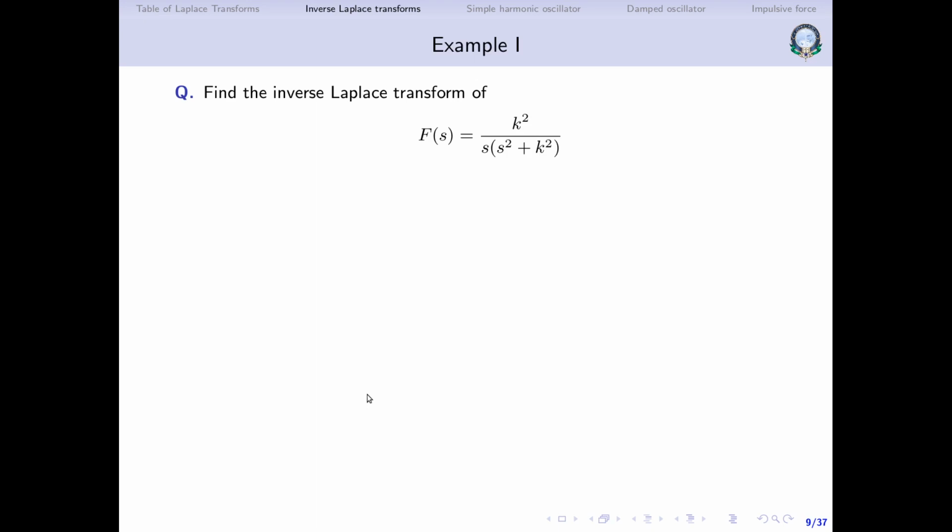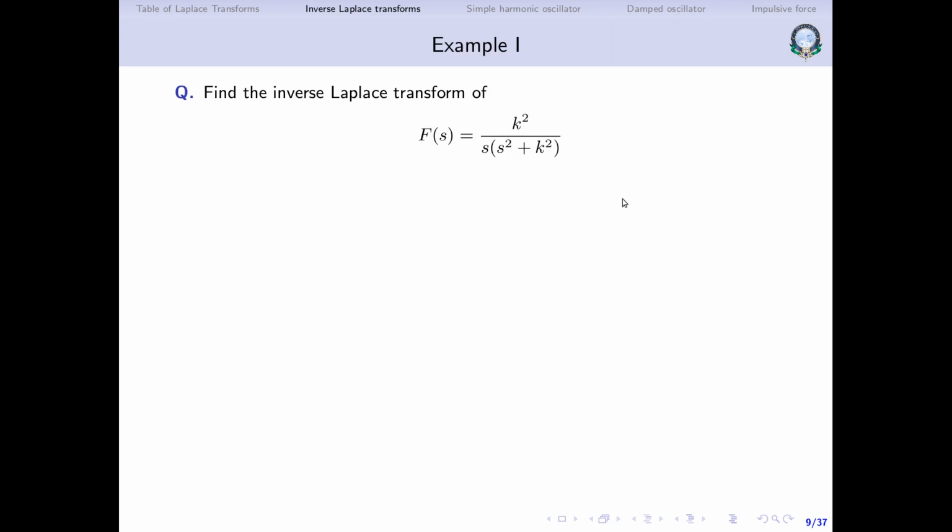So let's say this is the first example. I want to find the inverse Laplace transform of this function: capital F is equal to k square by s into s square plus k square. Over here it's a function of small s, so k must be a constant. We want to find the inverse Laplace transform of this one.